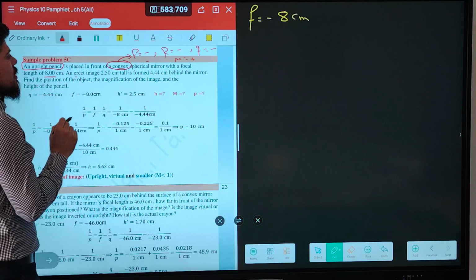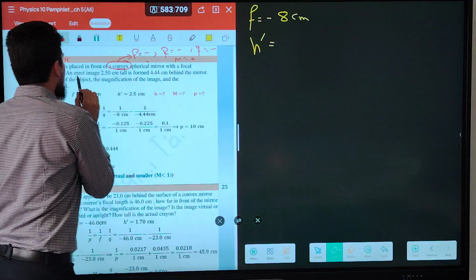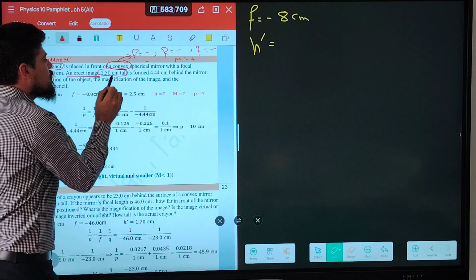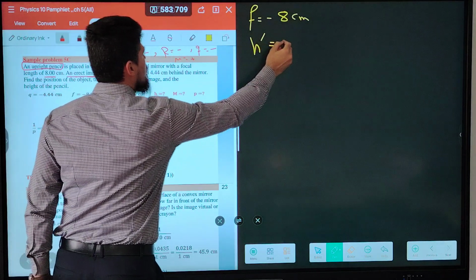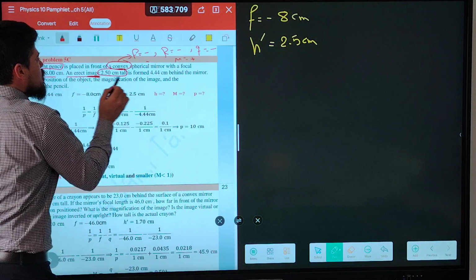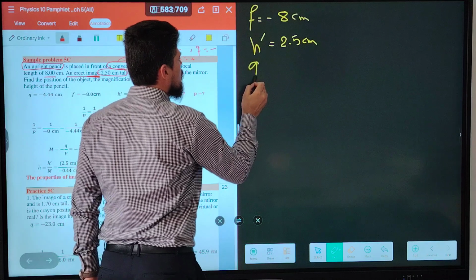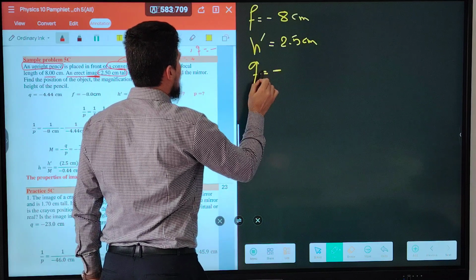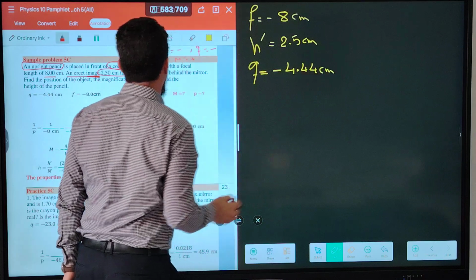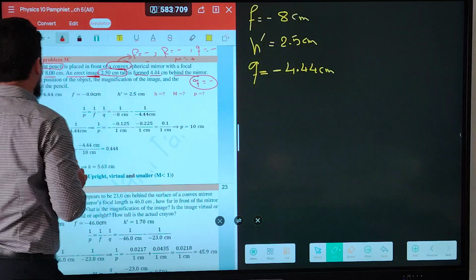An erect image 2.5 centimeter tall. This is H prime, the height of the image. An erect image means that the image height is 2.5 centimeter. This is H prime, 2.5 centimeter. The image formed at 4.44 centimeter. Q is equal to, don't forget the negative, guys, be careful, negative 4.44 centimeter because this is convex. Behind the mirror means that the image is virtual.